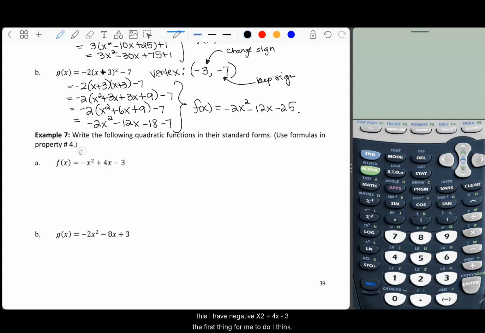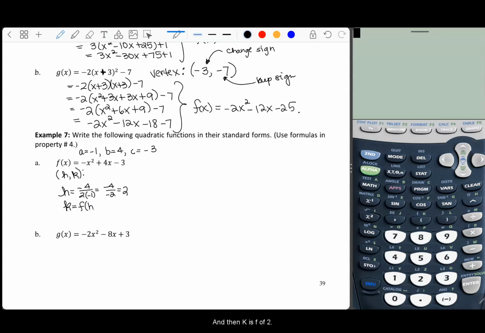The first thing for me to do, I think, is to identify a, b, and c, and then use those formulas to find the vertex, h, k, that was given to us in the previous video. And if you remember, h equals negative b over 2a. So it's going to be a negative 4 over 2 times a negative 1, which is negative 4 over negative 2. So h, the x value of the vertex, is positive 2.